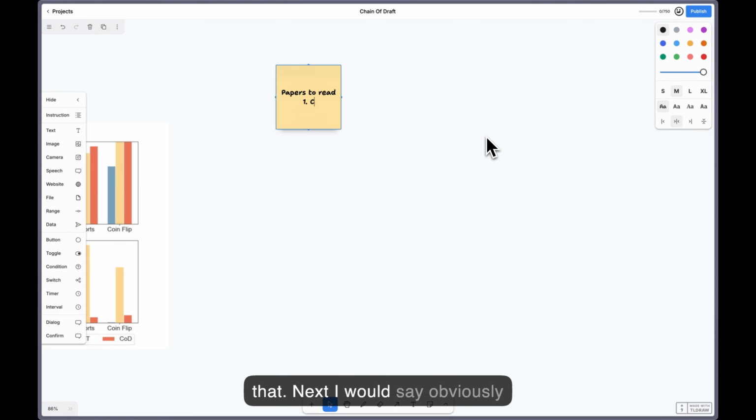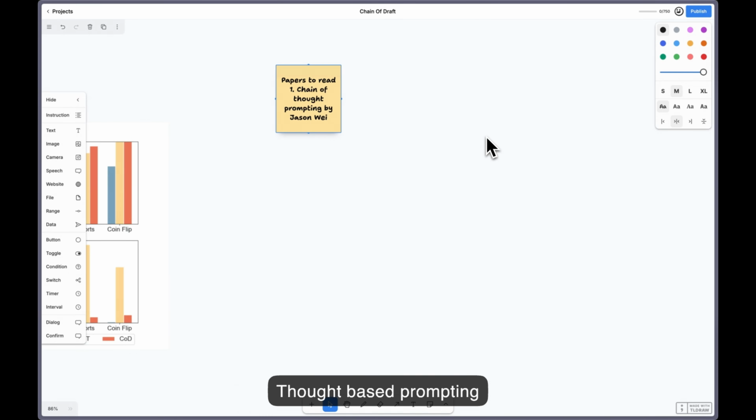First, I would say, obviously, is the Chain of Thought prompting paper by Jason Wei. You should read this paper to understand how chain of thought and chain of draft differ. That's one of the topics which I'll be addressing in this video: how both of them differ, and what are the advantages of using a chain of draft based prompting technique versus a chain of thought based prompting technique.